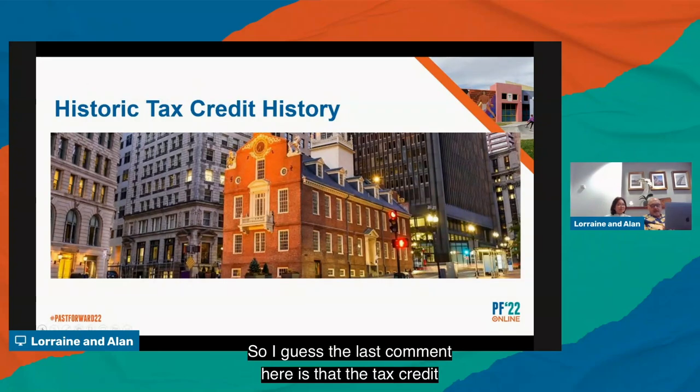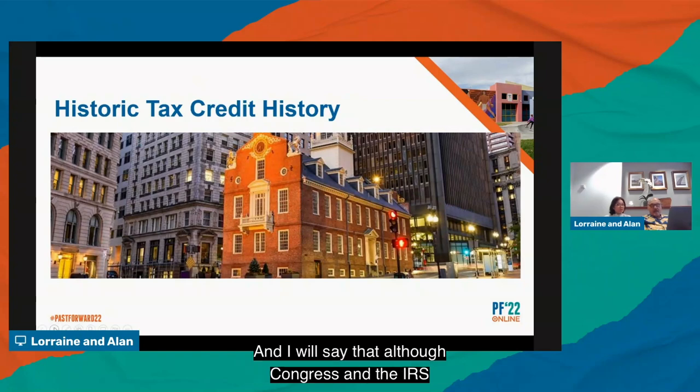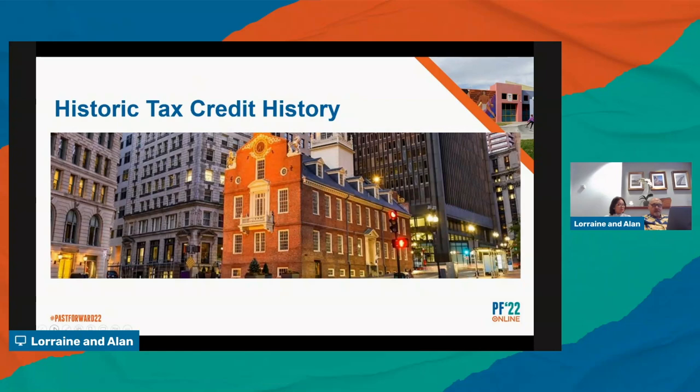So the last comment here is that the tax credit is 20% of the qualifying rehabilitation expenditures. That is a very large tax credit. And I will say that although Congress and the IRS generally hate tax credits, this has survived several rewrites of the tax code that eliminated many, many tax credits. This one endures.